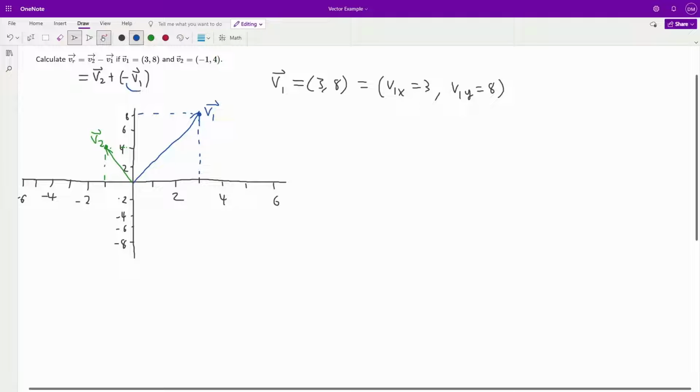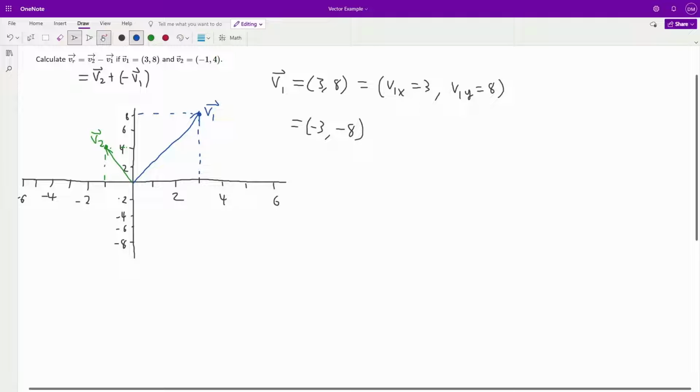Now, we need to take the negative of V1. The way that we do that is we flip the direction on both the x and the y components. Flipping the direction just means we change the sign of them. So because we have 3, 8, we change the sign on the 3, which becomes minus 3, and 8 becomes minus 8. And just as another example of taking the negative, for V2, if we wanted to take the negative of that, which we don't in this case, the negative 1 would become 1, and the 4 would become negative 4. But that's just another example, we don't actually need that for this problem.